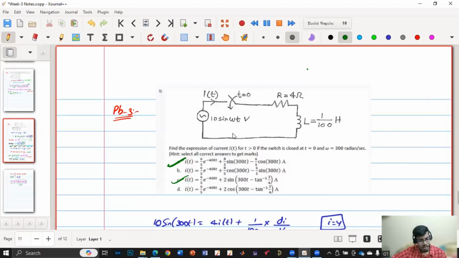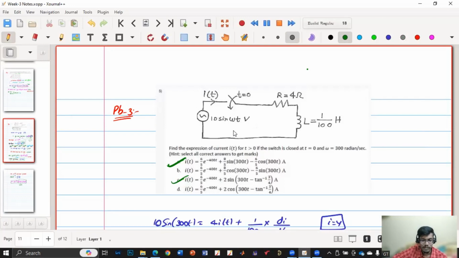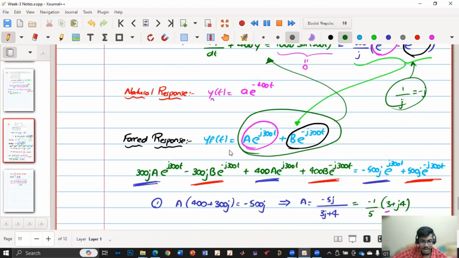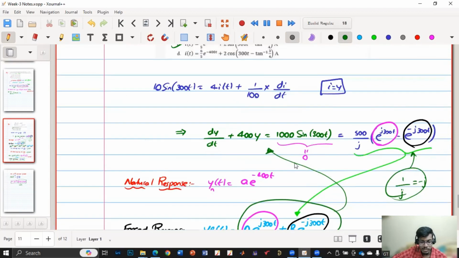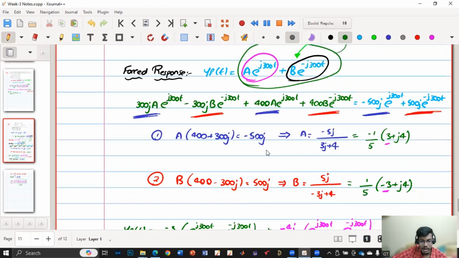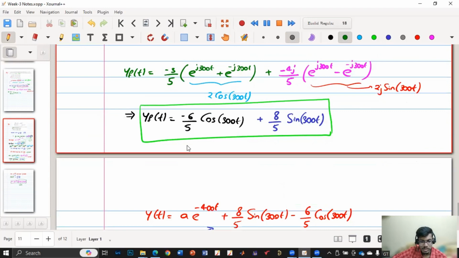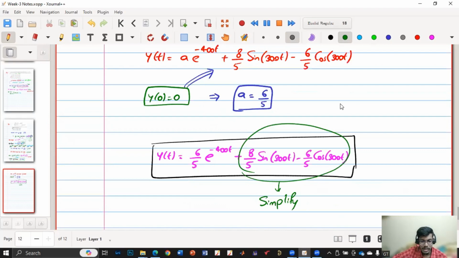So in the last problem, the input excitation is sine. So we have realized that for sine, we can write in terms of exponential, and if it is exponential and not having the coefficient of the root on the LHS side, then we can write the forced response as this, and the natural response we already know is quite simple. For calculating this A and B, we have back substituted this in the given expression, and we have solved for A and B. After getting A and B, I have simplified the forced response. I got this response. Then my overall y of t is this. Considering y of 0 equals 0, I got A, and this is my expression.